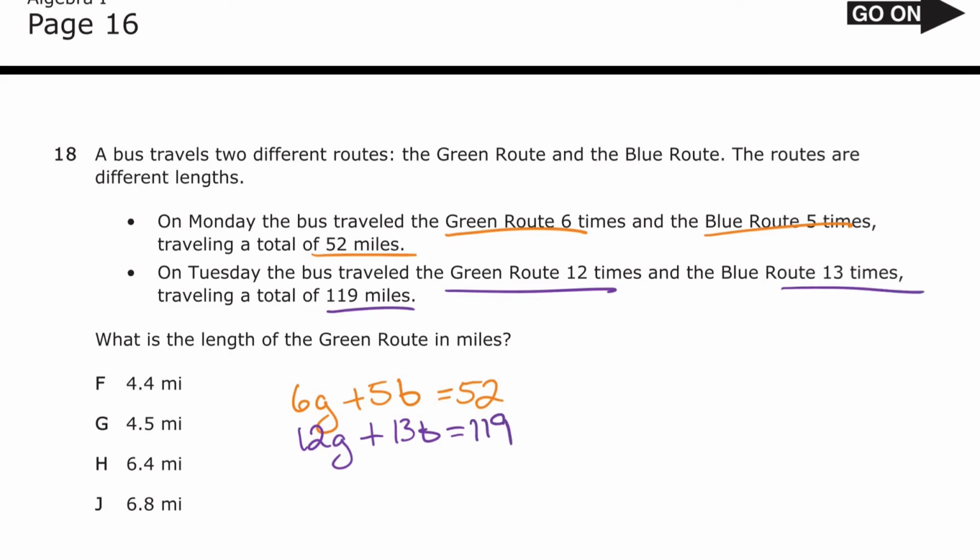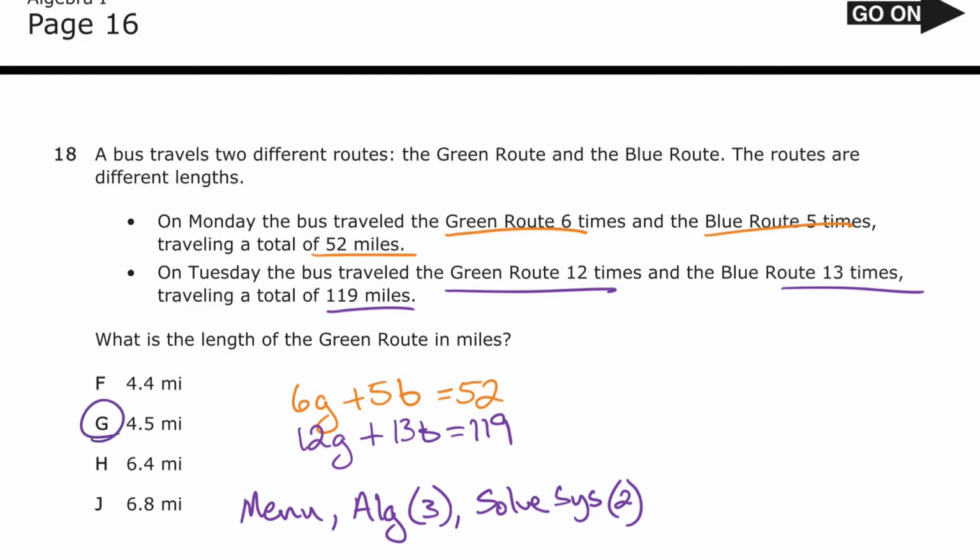miles. The easiest method would be to use your calculator and hit Menu, Algebra, which is the third choice, and Solve System, which is the second. Type them in, and it would give you that your answer is G. However, if you were going to do it by hand, we could solve it by elimination. I'm going to show that over here. 6G plus 5B equals 52. 12G plus 13B equals 119.